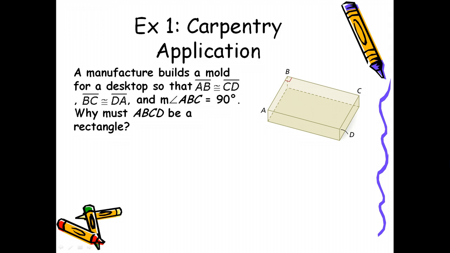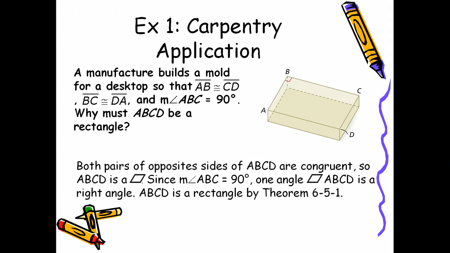Let's look at an example. A manufacturer builds a mold for a desktop so that AB is congruent to CD, BC is congruent to DA, and the measure of ABC is 90 degrees. Why must ABCD be a rectangle? Well, both pairs of opposite sides of ABCD are congruent, so ABCD is a parallelogram. Since the measure of ABC is 90 degrees, then one angle of a parallelogram is a right angle. So, by theorem 6.5.1, ABCD is a rectangle.